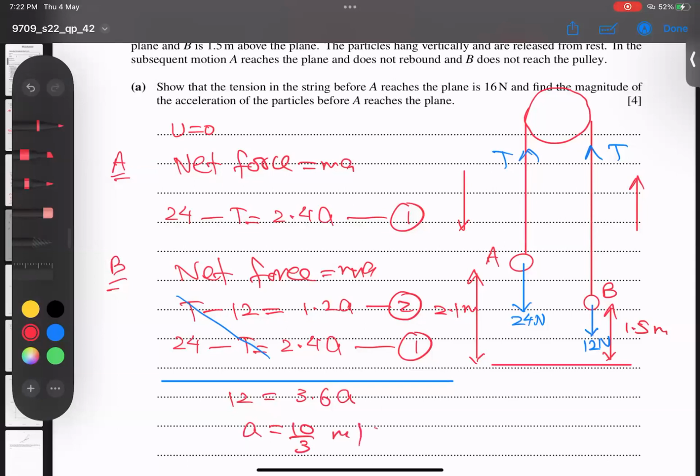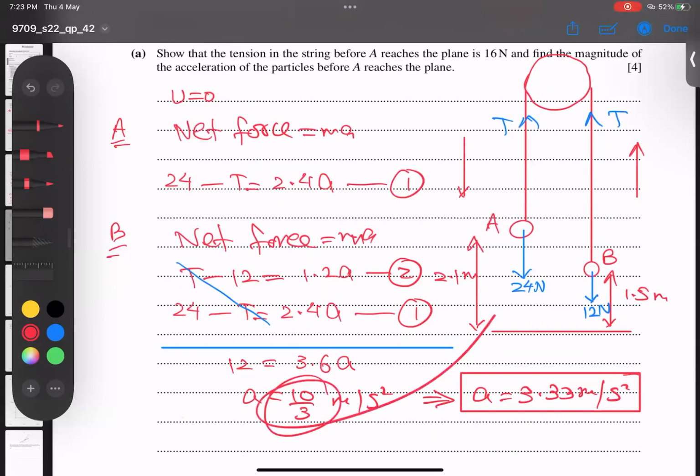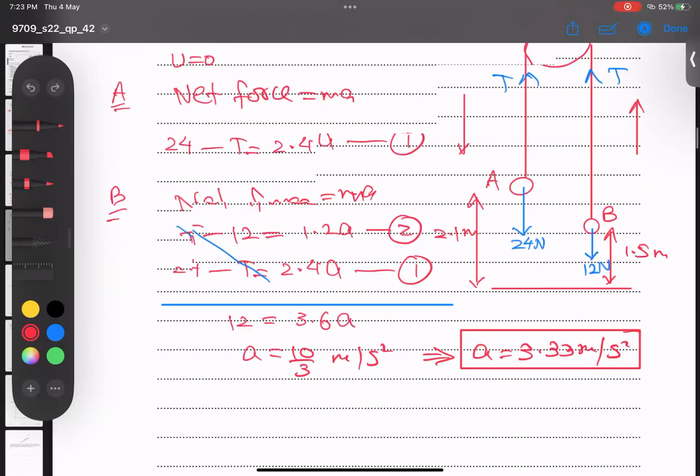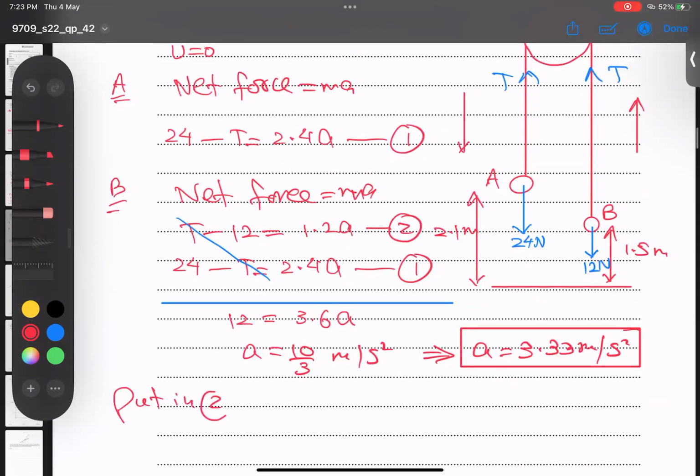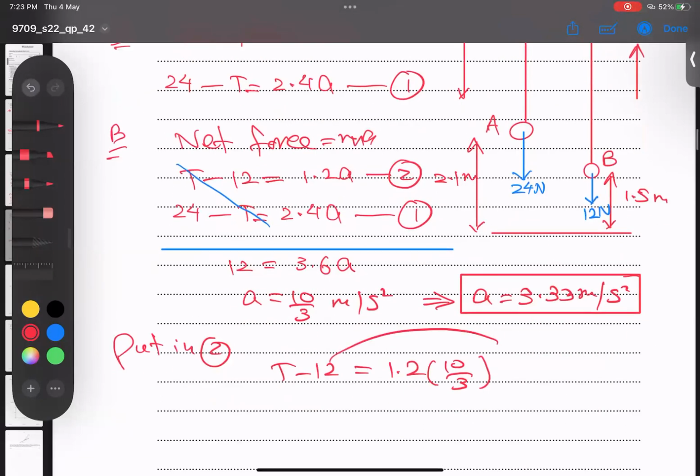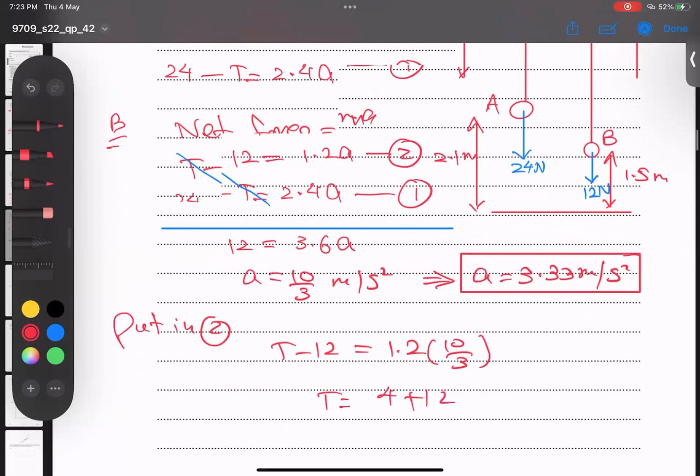That's the exact answer, or you can write 3.33 meters per second squared. And what is the tension? If I plug this acceleration into any equation, equation 1 or equation 2, I plug in 2. So tension minus 12 equals 1.2 times acceleration. I will not use decimals, I'll use the exact value, 10 by 3, and 12 will add. 12 by 3 becomes 4, and plus 12, you get 16 newtons.